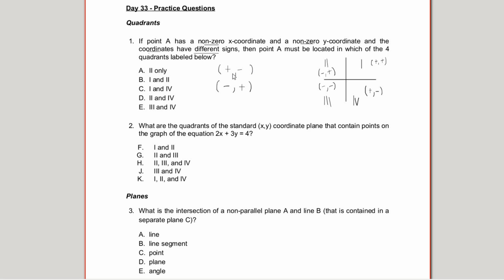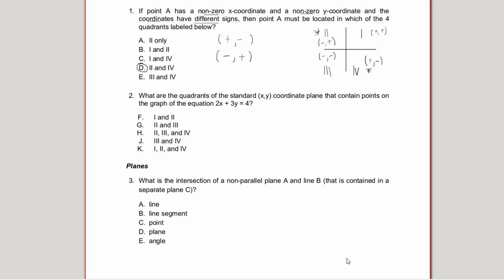So we're looking for where we have positive negative and negative positive, and that's in quadrant 2 and in quadrant 4. And so that's going to be answer choice D. Now let's take a look at question number 2.